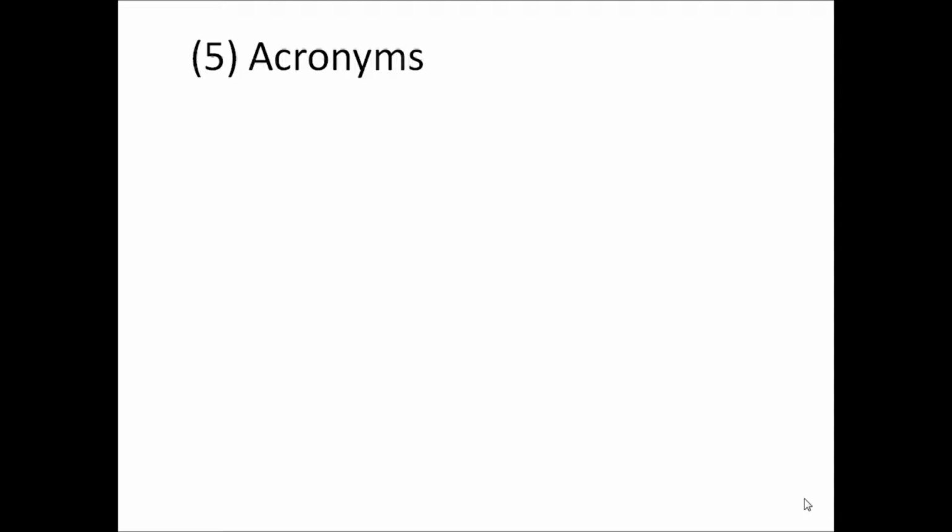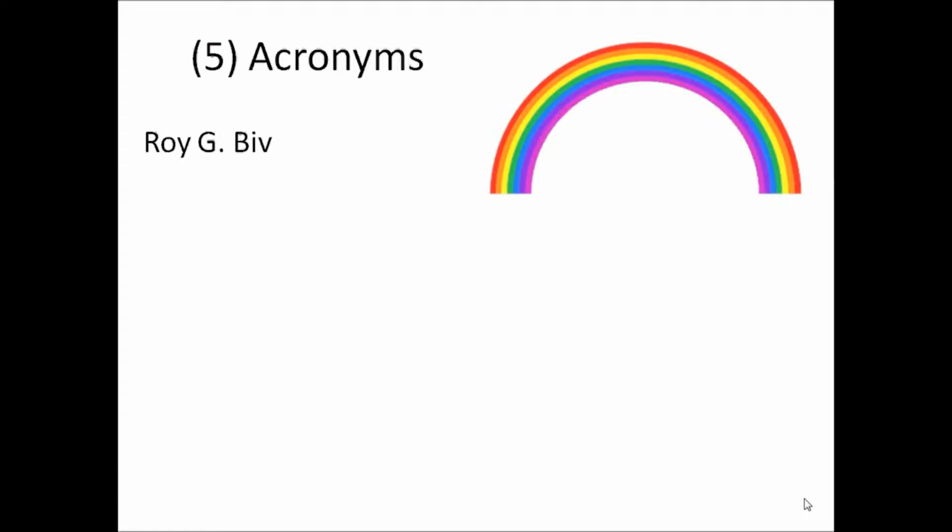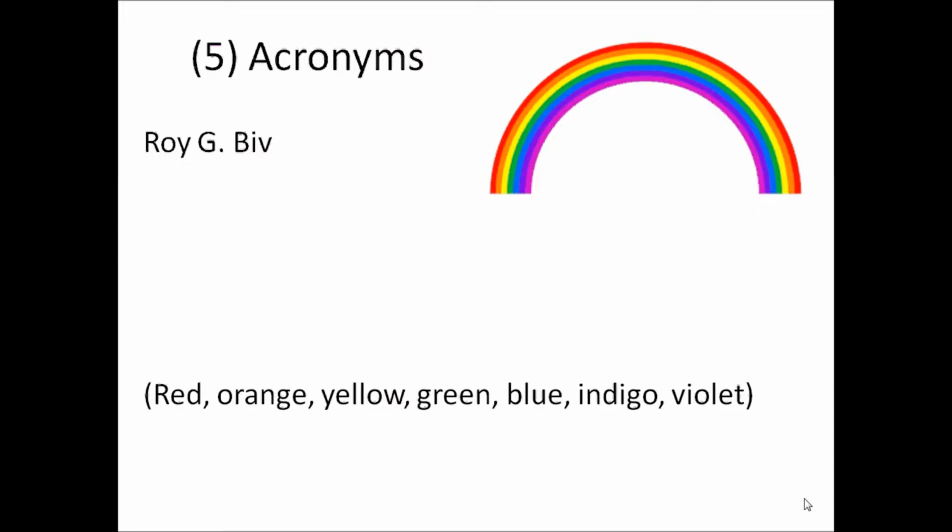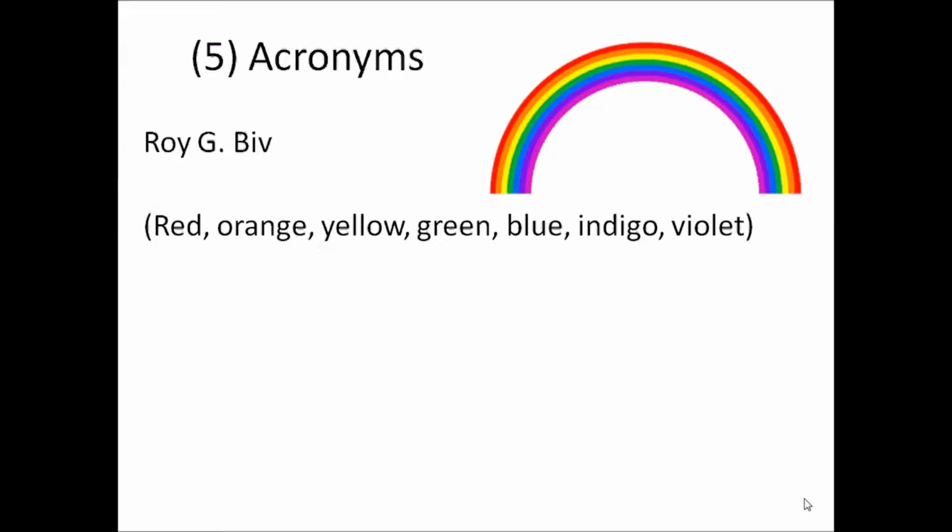Our fifth strategy is acronyms. You've learned acronyms before, like Roy G. Biv, which is used to help you remember the colors of the rainbow. Each letter in Roy G. Biv stands for a piece of information that you need to remember. This works very well for remembering lists, but you can also do something similar to help you remember your vocab words. For instance, let's say you're trying to remember that the word fray means battle.